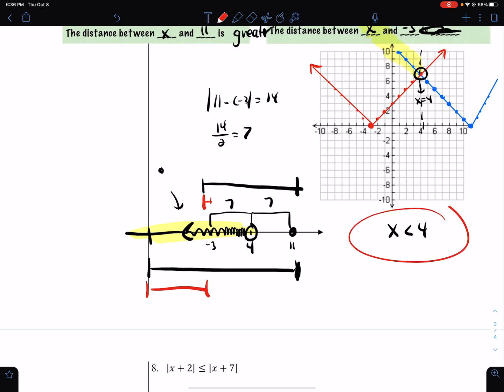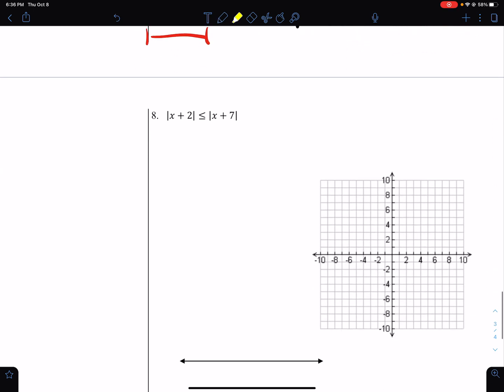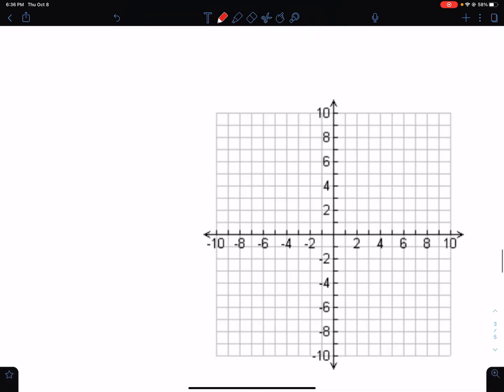So our final solution set here would be all the x's that are less than 4. Let's try another one. Let's do this one graphically first. I'm going to go ahead and do this one in red. So x plus 2 has been shifted right 2.